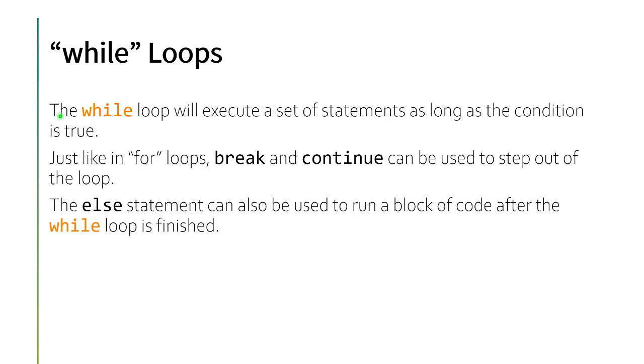While loops. The while loop will execute a set of statements as long as the condition is true. Just like in for loops, break and continue can be used to step out of the loop. So break steps out of the entire loop and continue steps out of the current iteration. The else statement can also be used to run a block of code after the while loop is finished. So if the while loop's condition is no longer true, the else statement can be used.